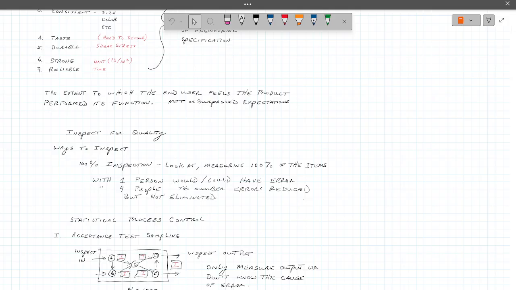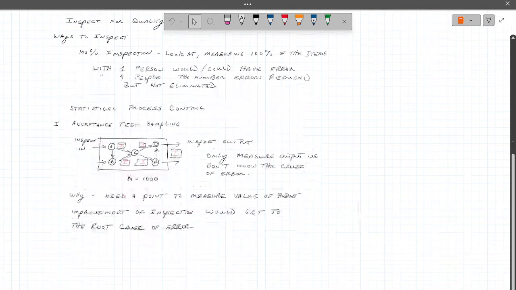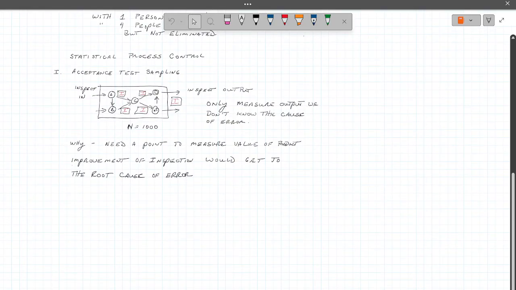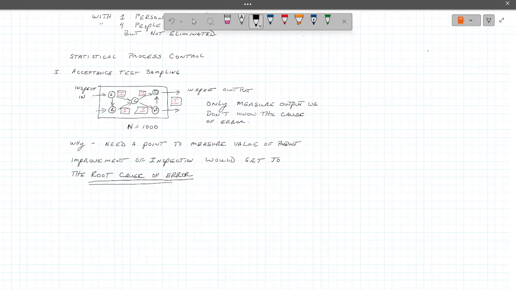Okay, that being said. What we're really trying to get to is this. The root cause of the error. So as we're trying to measure things, we want to know what the mistake was. We don't want to know how many mistakes there were. What caused the mistake? Okay.